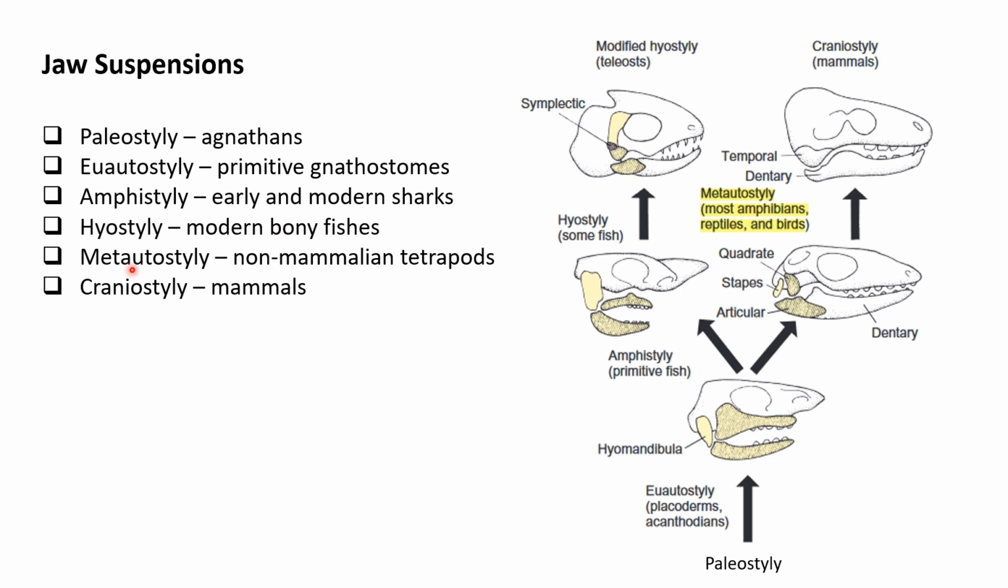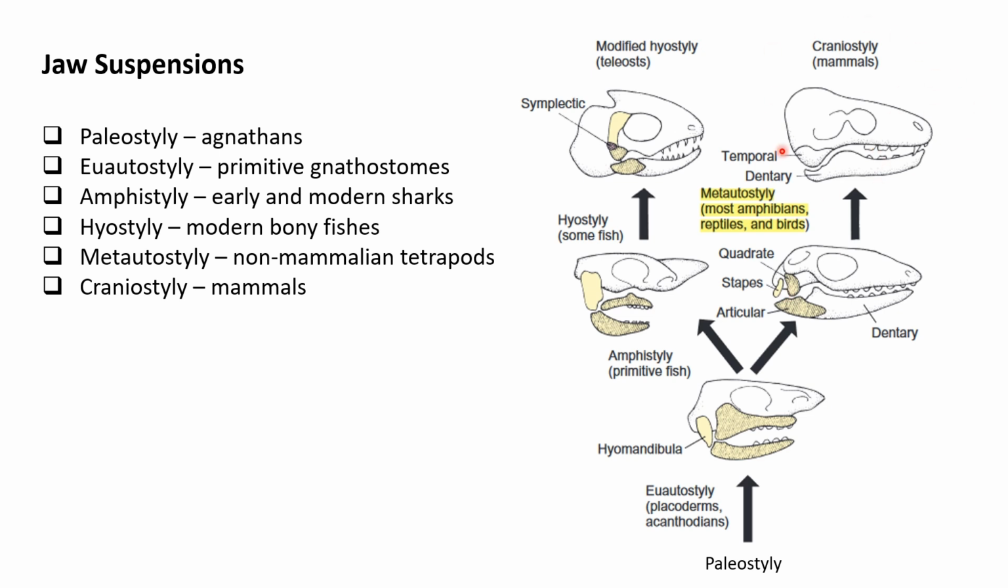Most tetrapods exhibit metautostyle, where just like the primitive gnathostomes, the jaws are suspended by themselves without any assistance from the hyoid arch. But specifically, the jaws are suspended via the quadrate bone. In metautostyle, the hyomandibula, previously suspending the jaws, is now co-opted or recruited into the middle ear cavity to become the stapes bone, one of the 3 middle ear bones.